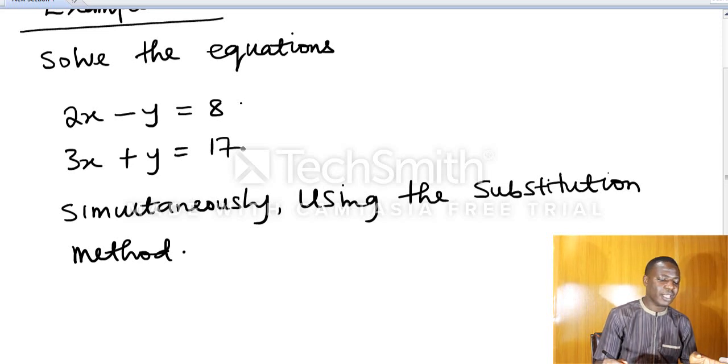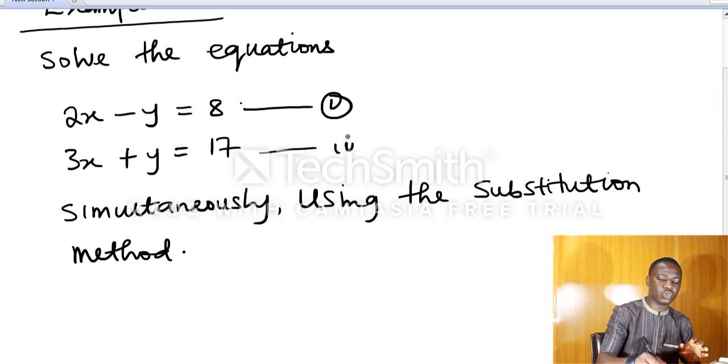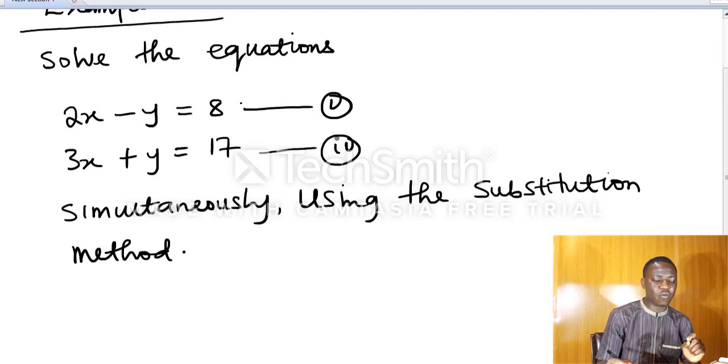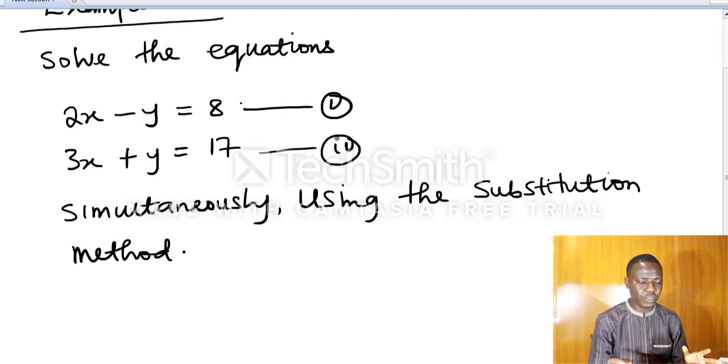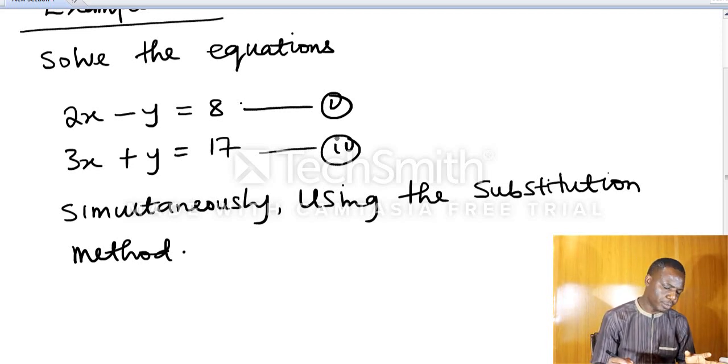That is, after solving this and arriving at one value for x and the other for y, if I call this equation 1 and this equation 2, my value of x in equation 1 should be the same value of x in equation 2, same with y. If I substitute both values into equation 1, it will return 8, and that same value, when substituted into equation 2, will return 17 as your answer. So I'm going to solve these two equations using the substitution method.